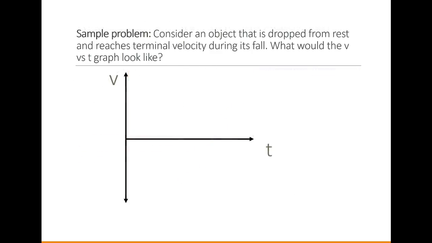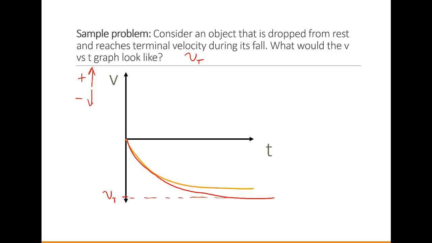Okay, so think about an object that's dropped from rest and reaches terminal velocity during its fall. And we're going to say that upwards is positive and downwards is negative. What would the velocity versus time graph look like? Well, terminal velocity just means that it's not getting any faster. And we'll study this in great detail when we do forces, but basically the velocity graph will kind of level off. And it'll level off at kind of an asymptote here, which we call Vt, the terminal velocity. Something like that.